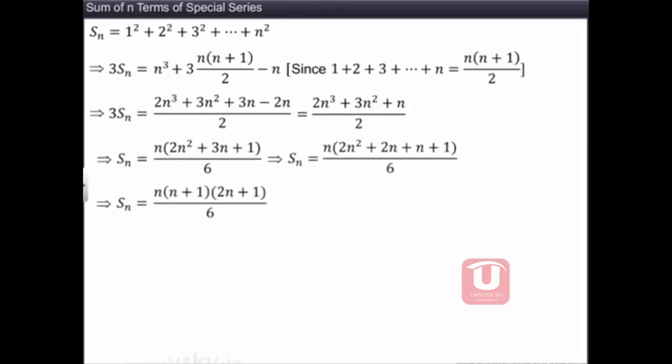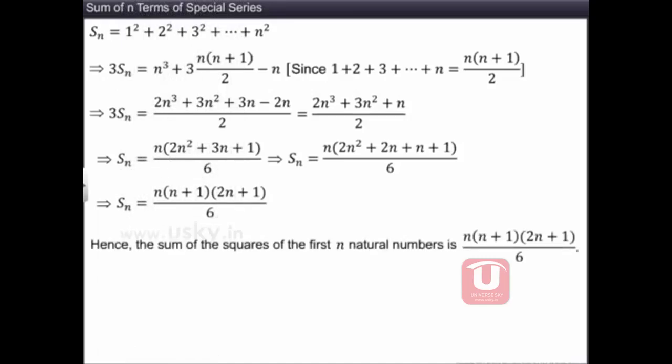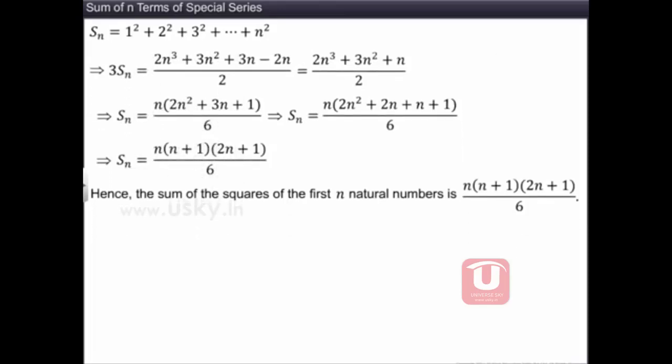Hence, the sum of the squares of the first n natural numbers is n into n plus 1 into 2n plus 1 whole divided by 6. The sum of the squares of the first n natural numbers is denoted by summation of k square, where k is from 1 to n. With the help of this formula, let's find the sum of the squares of the first 10 natural numbers.